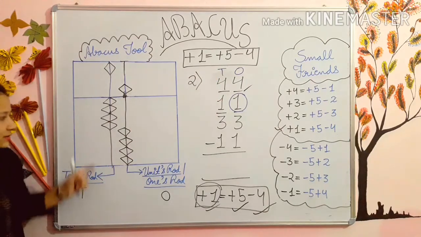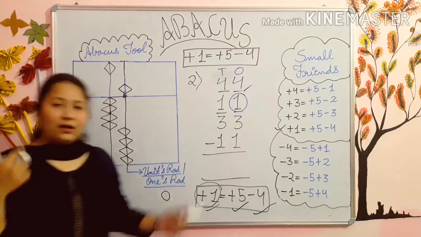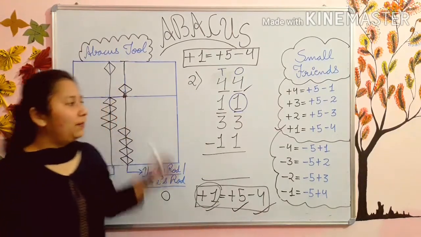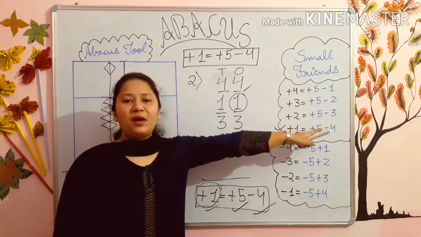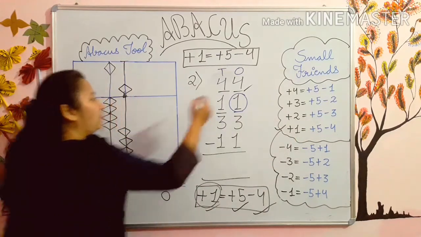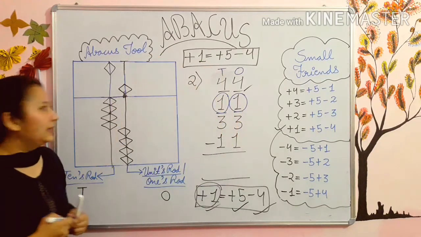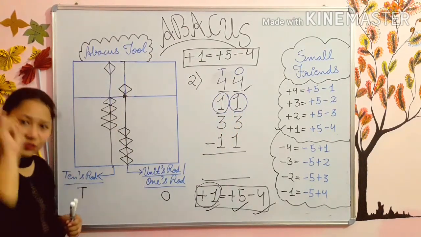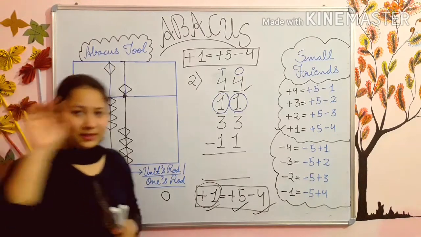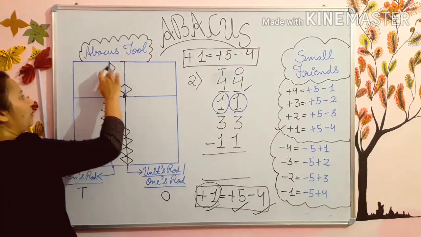This one. See, 1 you have to add, 1 is not there. Again, lack of beads. Lack of beads means you have to take the help of the small friends formula. आपको small friends formula की help लेनी है. So you have to add 1. Bead is not there. So for 1, what do you have to do? Plus 5 minus 4. So do plus 5.